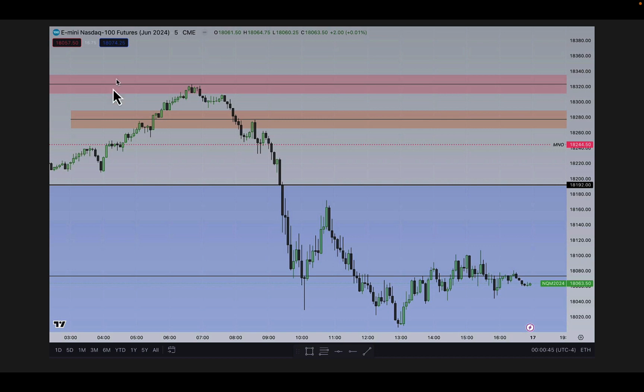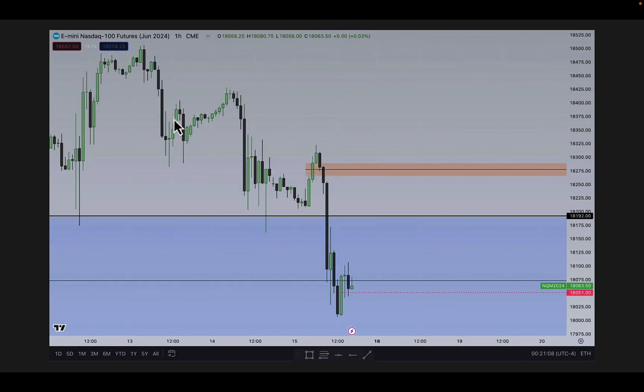Okay, so down to the 5-minute chart. On the 5-minute, I didn't put on the 15, but it's on the 5. So this orange area here, that is that 1 hour level. That's that 1 hour level there.